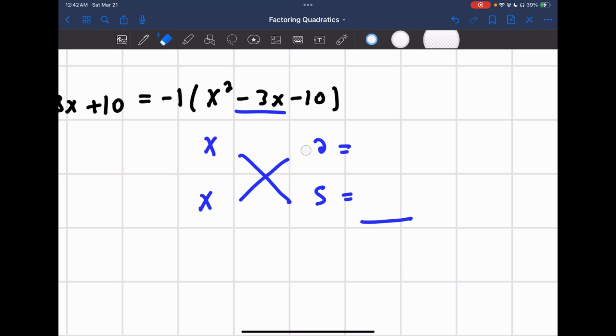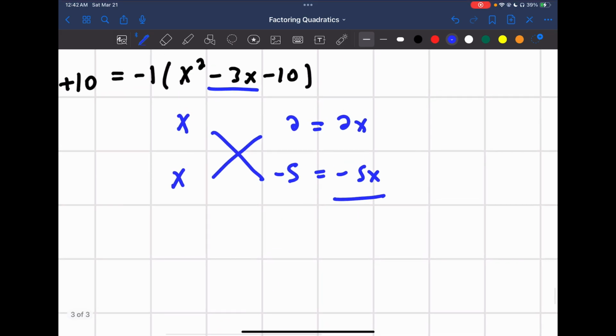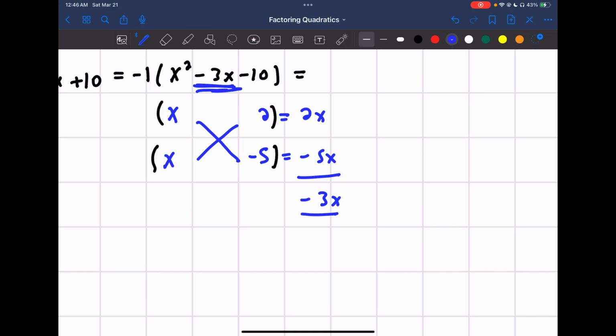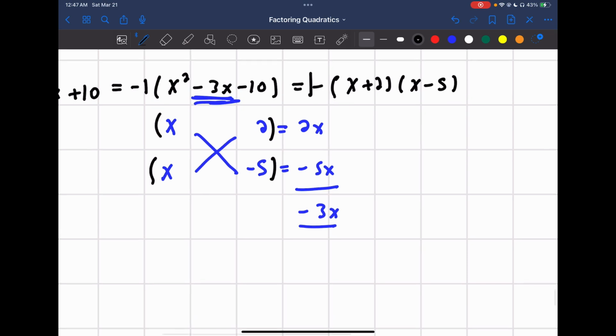So let's try 2 and negative 5, which gives us 2x and minus 5x. The sum of that would be minus 3x, which is equal to our middle term. So we know that our factors are x plus 2 and x minus 5. So our final answer would be with the factored out minus 1, which is also just the negative sign. So negative x plus 2 times x minus 5. And this is our factored form for this equation.